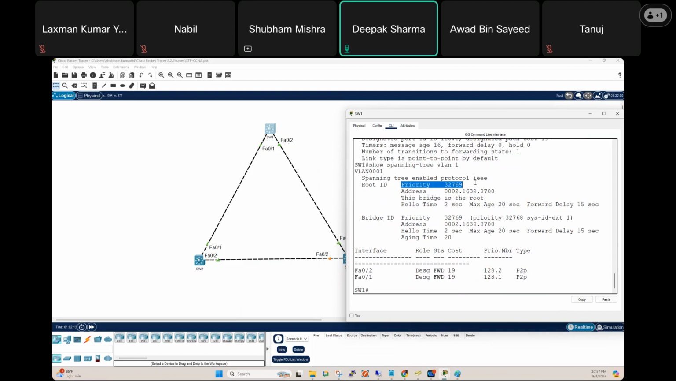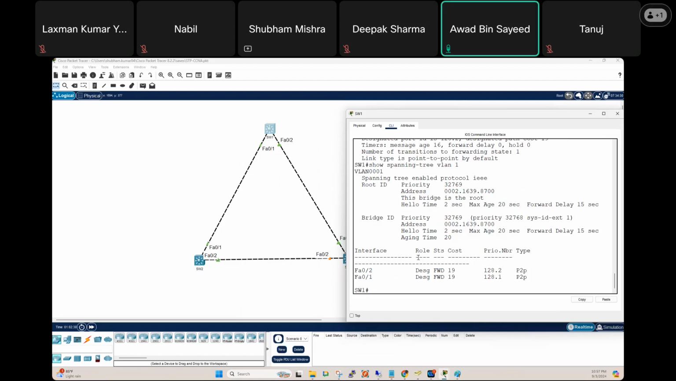32768, 32769. I told you. But why is this 9? Because by default, VLAN number 1 is enabled on every switch. That VLAN ID is added here. Are you getting my point? That VLAN ID is added, so that's the reason it becomes 32769. Are you clear, everyone?